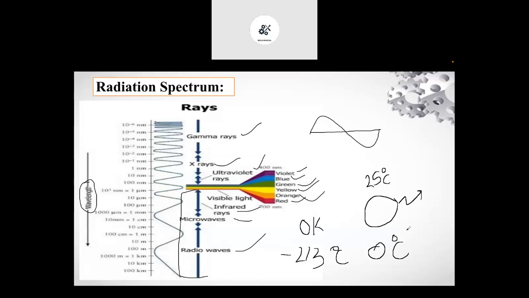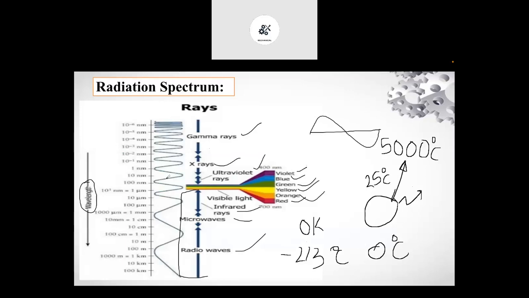So the principle of radiation is that whenever any body has a temperature more than absolute zero, it will always emit some amount of radiation. Now, in the case of the sun, the average temperature of the surface of the sun is around 5000 degrees centigrade. So the amount of radiation emitted by the sun depends upon the temperature of the sun.